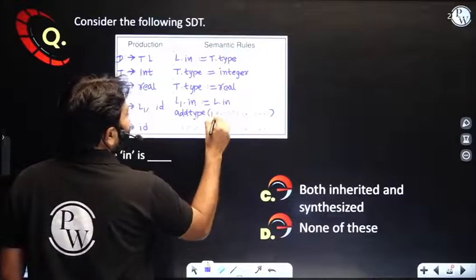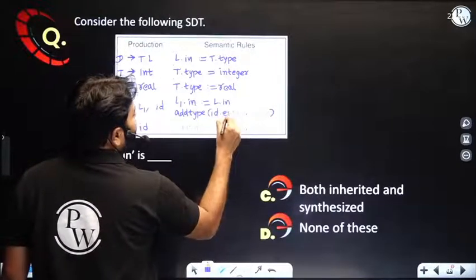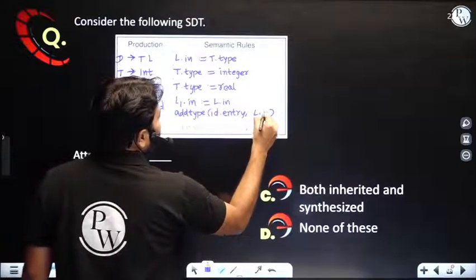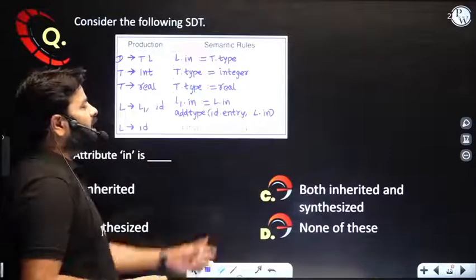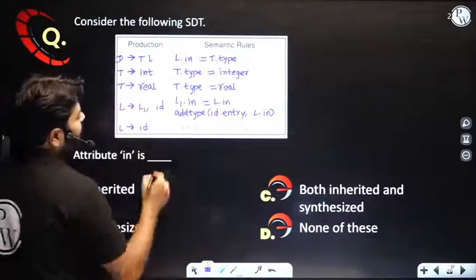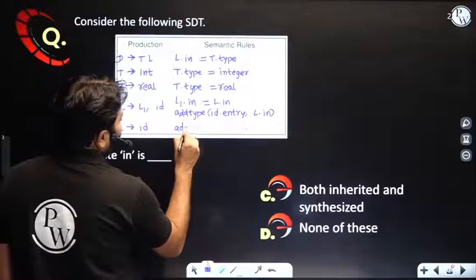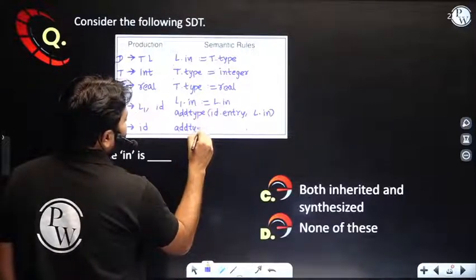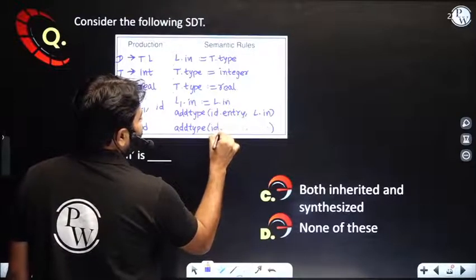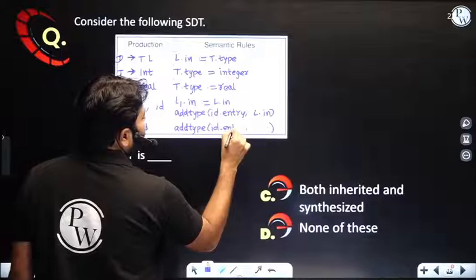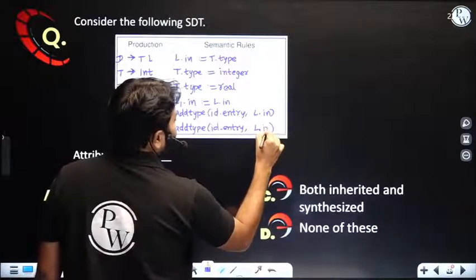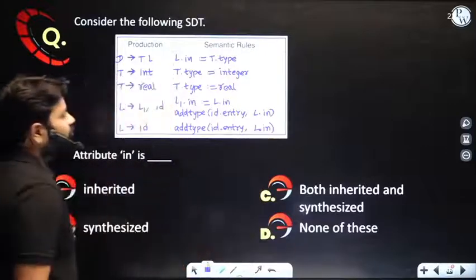What does it do? It makes an entry into the symbol table. So the type will be added, that L dot in is added to the ID dot entry. And another one is just symbol table functionality, like you make some changes to the symbol table, or you make an entry. ID dot entry, you're going to make as some L dot in. That's fine. L dot in.